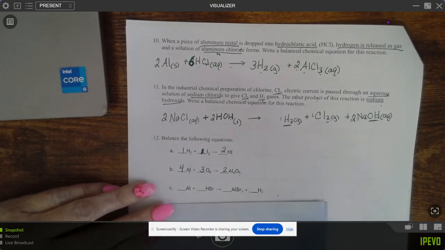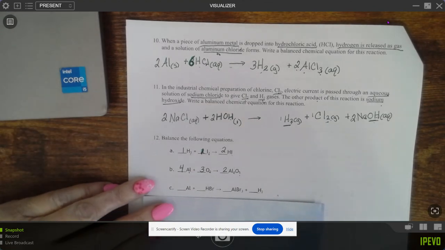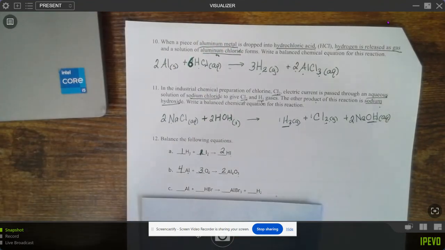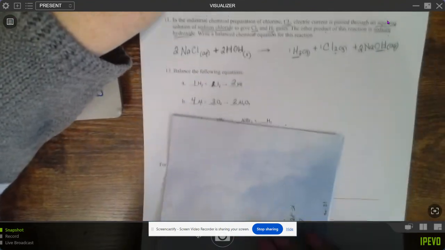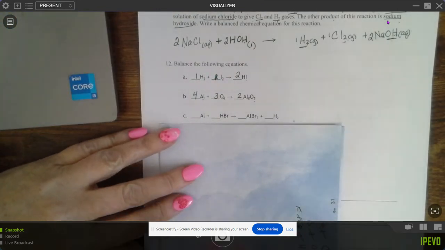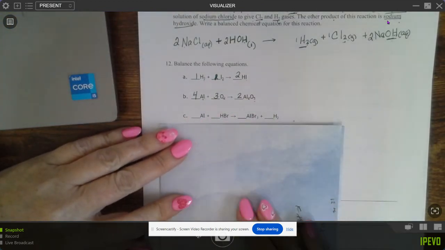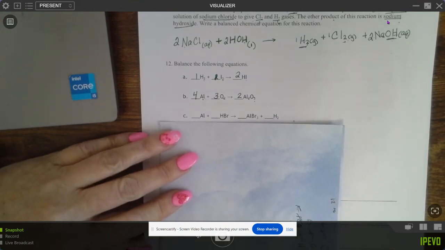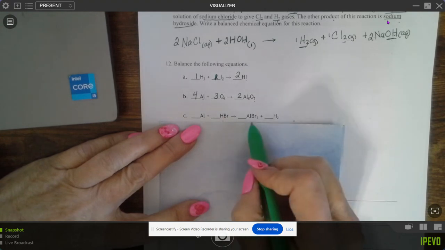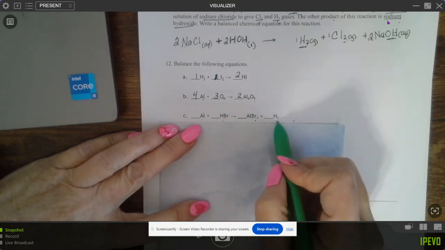All right. Let's do the same thing with this one. Just because I know that, like I said, some of you have got this down and some of you are still struggling, and I feel like the most visual way to do this is to list it out like that. So if I look here, I have aluminum plus HBr produces aluminum bromide plus hydrogen.